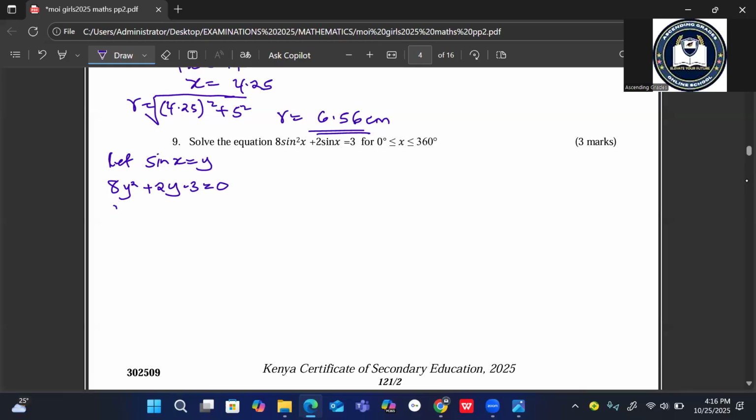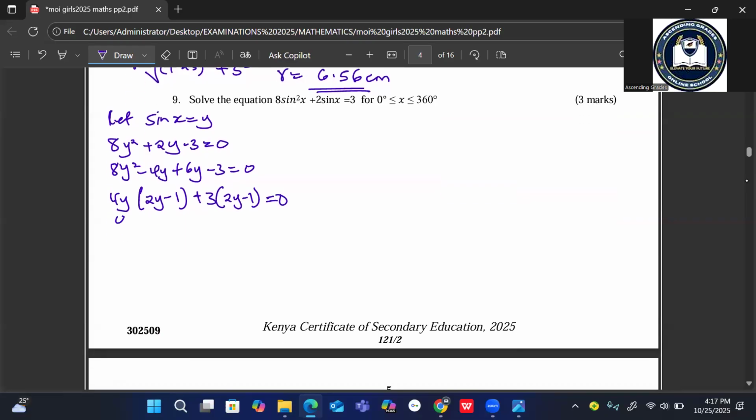So 8y squared minus 4y plus 6y minus 3 equals 0. So 4y, now we can factor into 2y minus 1, then we have plus 3 into 2y plus 1, which still gives us 0.